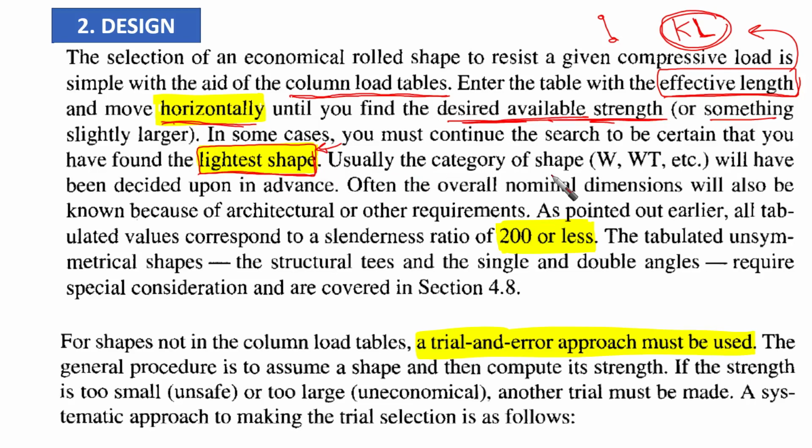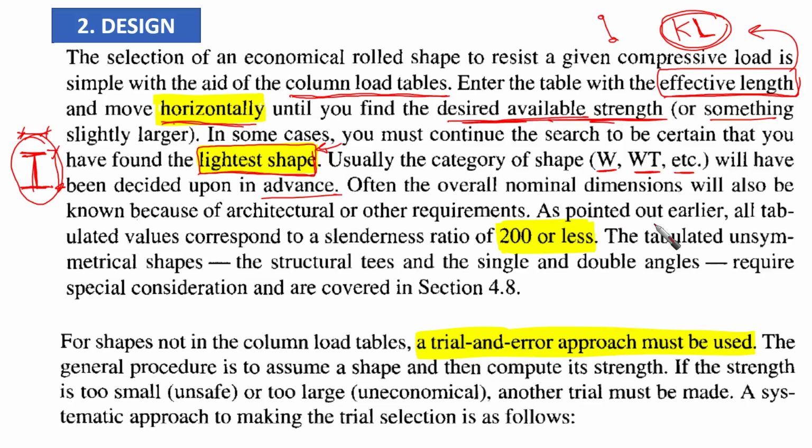Usually the category of shape, which is wide flanges or T's from wide flanges, etc., will have been decided in advance. This means that the cross section dimensions, for example the height or the width, are decided in advance based on the architectural requirements and so on. Often the overall nominal dimensions will also be known because of the architectural or other requirements, as we said.